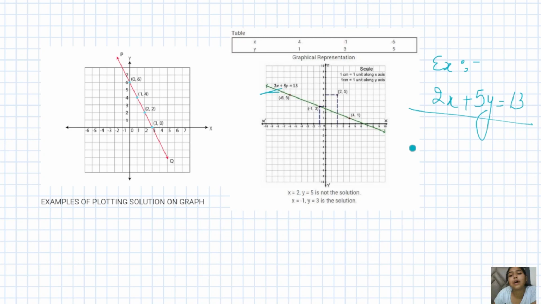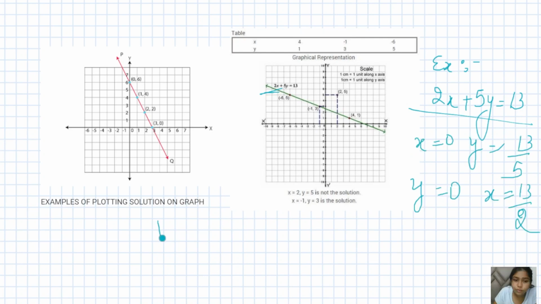So what will be the first point? I am taking x equals 0. So if x equals 0, y will be equal to 13 by 5, right? Okay, so 13 by 5. If we take y equals 0, then x will be equal to 13 by 2, right? So this is what we have to do. We'll make a table, divide it in two parts. First is obviously x and second is obviously y. We just have to write these things.